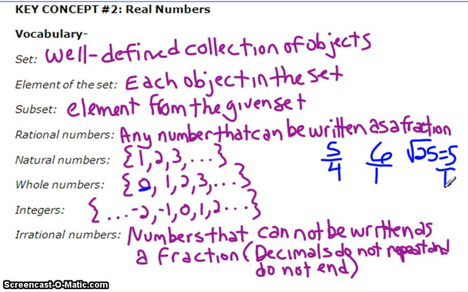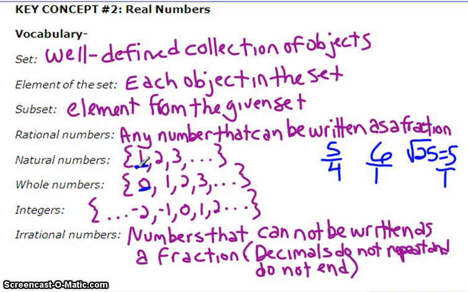Natural numbers, another name for natural numbers is counting numbers. Think of how you count. You count 1, 2, 3, 4, 5. You don't start at 0. So natural numbers start at 1 and keep going up, right? They can't have any fractions or decimals in it.